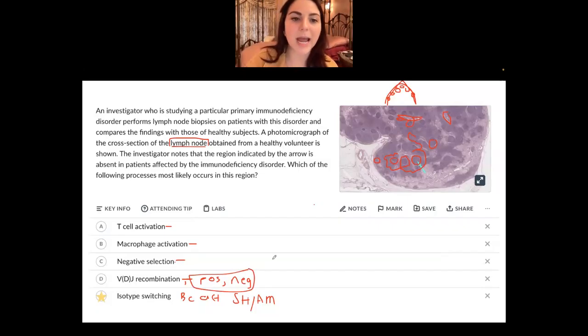B cells are only made and they mature in the bone marrow. That's why they're called B cells, whereas T cells finish their maturation in the thymus. So that's why the positive and negative selection happens in the thymus for the T cells. But activation can happen in the paracortex of these other secondary lymph node organs.